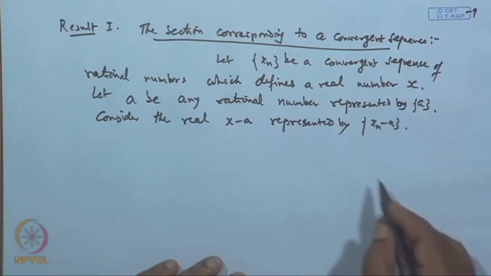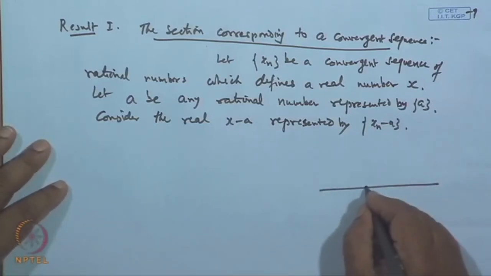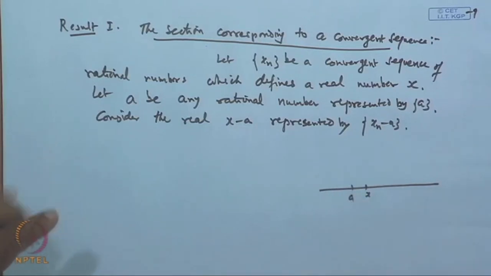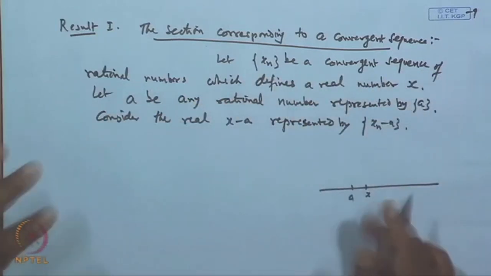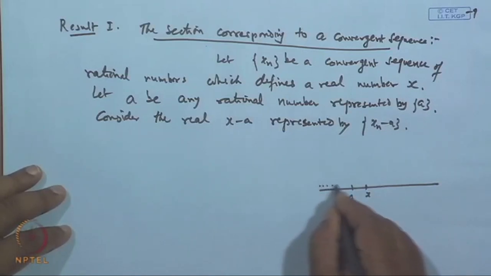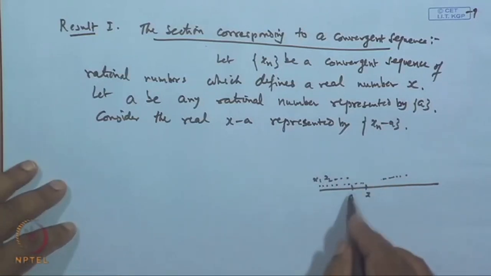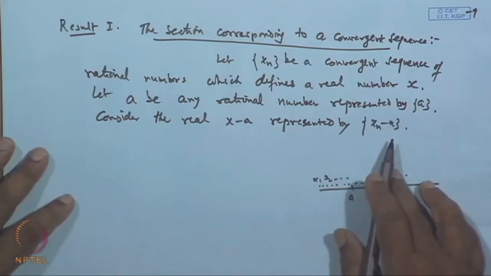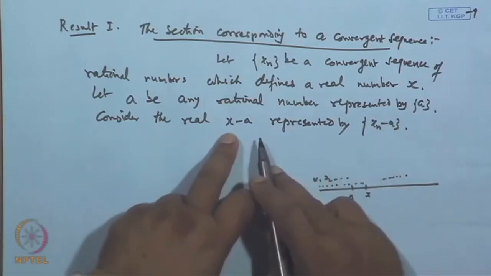So, what we have is this concept. Suppose we have this x here and a is any rational number. The sequence x_n, a convergent sequence of rational numbers, defines the number x. So x_1, x_2, x_n can be obtained here, or it may come from here also. a is a number which is a itself, so we do not bother much about it. Then x_n minus a is the main important thing, represented by x minus a.